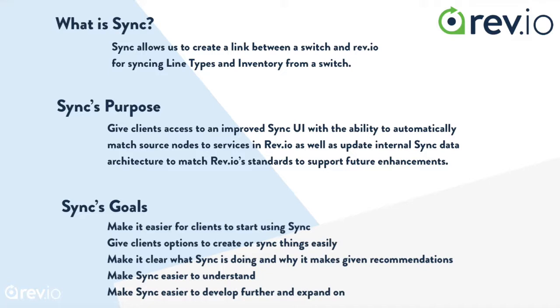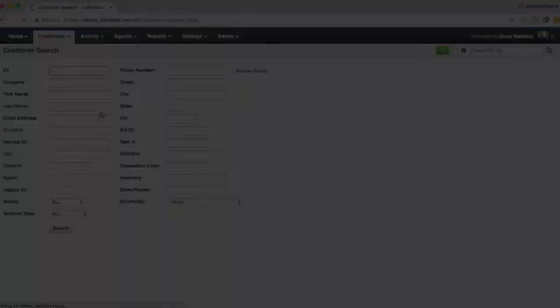With that being said, we created a few goals for this revision and would like to share them with you. We'd like to make it easier for clients to begin using Sync. We'd like to give clients options to create or sync items easily. We'd like to make it clear what exactly Sync is doing and why it is giving particular recommendations. We'd like to make Sync easier to develop further and expand upon, and ultimately, we'd like to make Sync easier to understand for the clients.